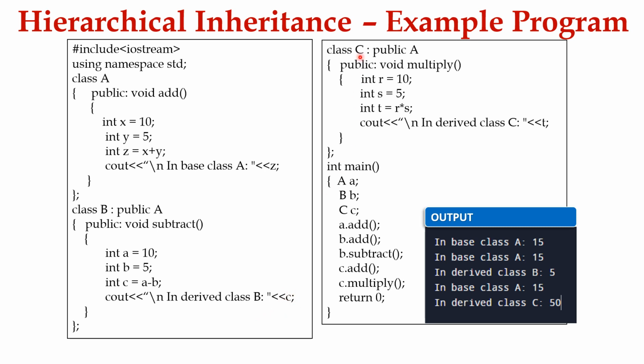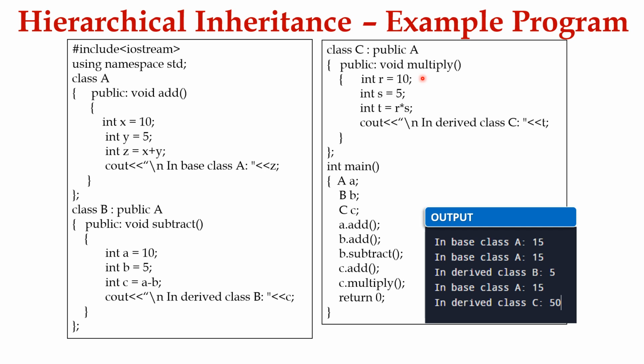Next, we have defined the class definition for class C, that is class C colon public A. So here class C inherits the properties of class A. So class C can access the member variables and member functions which are available in class A in addition to its own variables and member functions.